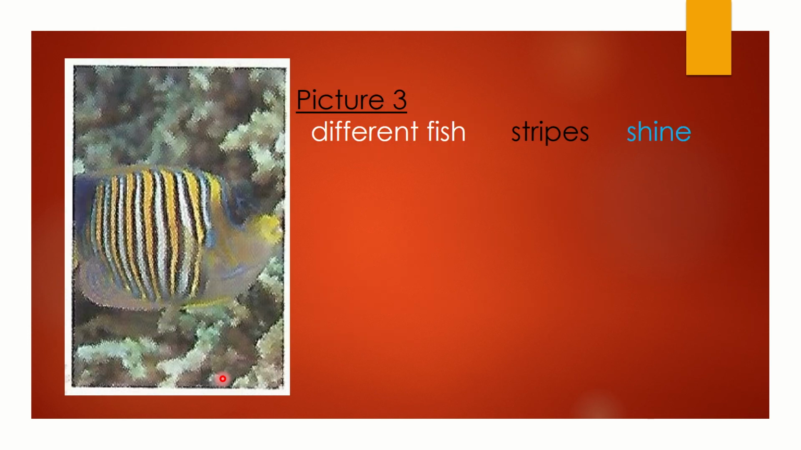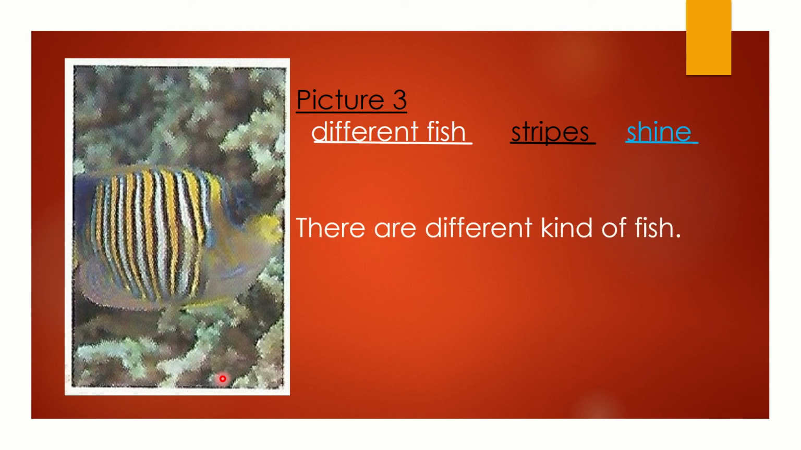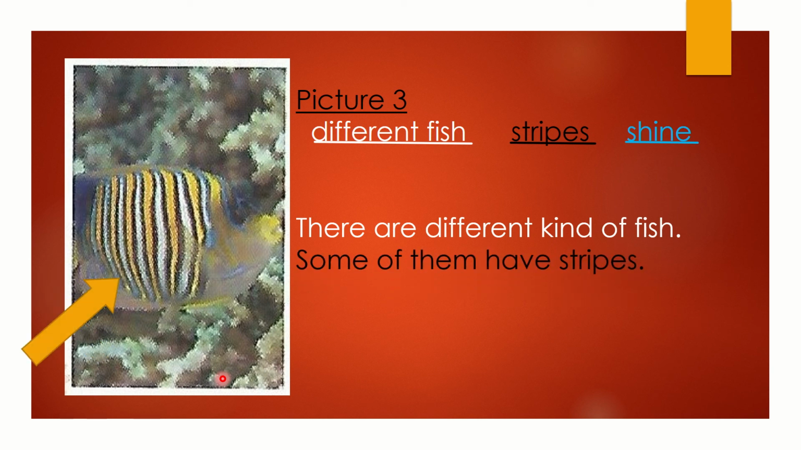Picture number 3. Different fish. Stripes. Shine. There are different kinds of fish. Some of them have stripes. They shine in the sunlight.